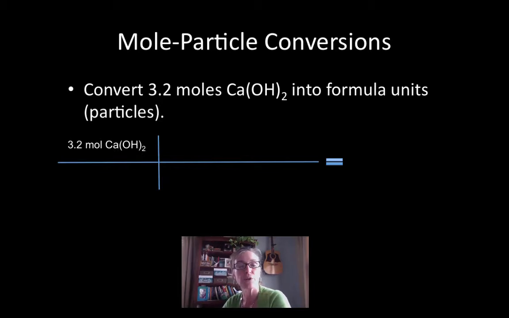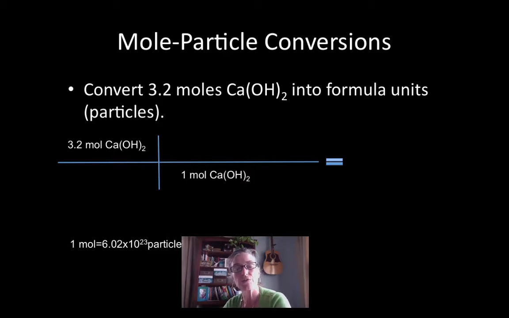So I put my 3.2 moles of calcium hydroxide into the upper left-hand part of my picket fence. Now I'm going to look for an equivalence that will help me describe the relationship between moles and formula units. So I have it. It's Avogadro's number. 1 mole is equal to 6.02 times 10 to the 23rd particles.